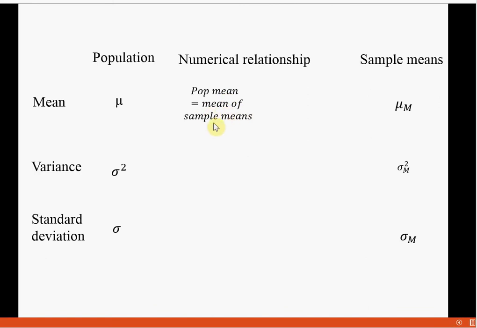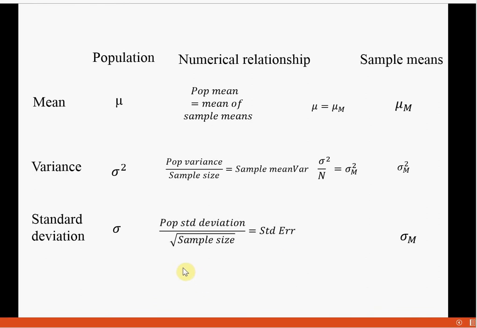The population mean equals the mean of sample means, that is represented by this: the population mean equals the mean of the sample means. Then between these two values, the population variance divided by the sample size n equals the variance of the sample mean, and this is represented by this notation. And finally, the population standard deviation divided by the square root of sample size equals the standard error. This is the notation we can use to express that the population standard deviation divided by the square root of sample size equals the standard error of the sample means.